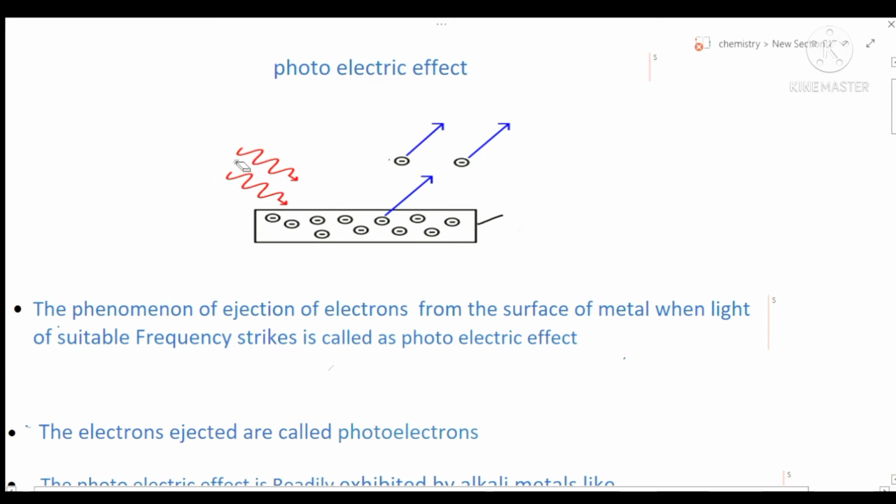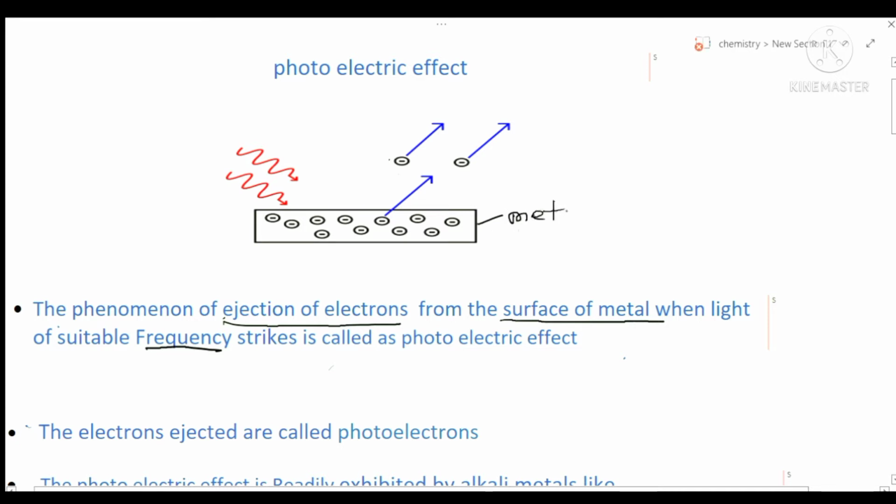So today we are going to discuss a new topic called the photoelectric effect. So what is meant by photoelectric effect? How can we understand the photoelectric effect? Once you observe the definition, it is the phenomenon of ejection of electrons from the surface of a metal when light of suitable frequency strikes it. That is called the photoelectric effect.